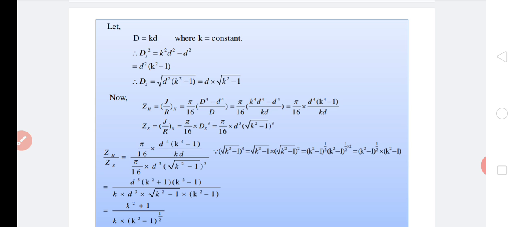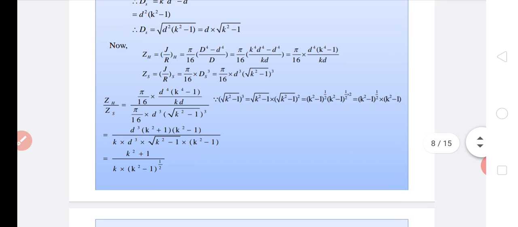As Z is the strength of the shaft, Z of the hollow shaft, we get pi upon 16 into d cube into k to the power 4 minus 1 by k, after simplification. And the strength of the solid shaft, after simplification, we get pi upon 16 into d cube into root over k square minus 1 whole to the power cube. Now we have proved that the hollow shaft is stronger than the solid shaft.